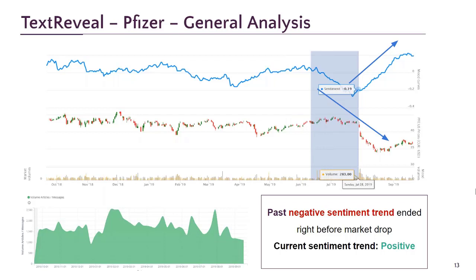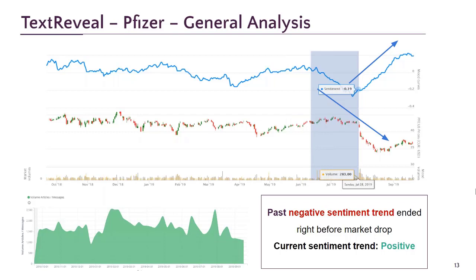So the first thing that we can see here is that there was a global negative sentiment trend. The sentiment is here displayed with the blue curve, while the market price is displayed in the bar charts in green and red. So you see here that there was an initial strong negative trend that has actually led quite quickly to a market decrease, a very strong market drop. And we're currently in a more bullish trend, so a more positive trend. And you'll see later on that indeed we're really entering a phase where the market is trending up for Pfizer.